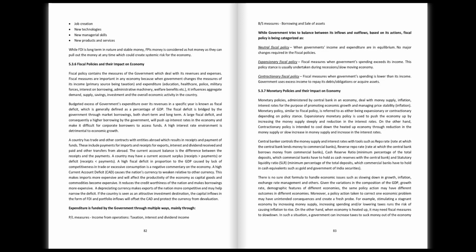While the government tries to balance between its inflows and outflows, fiscal policy is categorized based on its actions. Neutral fiscal policy is when the government's income and expenditure are in equilibrium. No major changes are required in the fiscal policies. Expansionary fiscal policy refers to fiscal measures when government spending exceeds its income. This policy stance is usually undertaken during recessions or a slow-moving economy. Contractionary fiscal policy refers to fiscal measures when government spending is lower than its income. The government uses the excess income to repay its debts and obligations or acquire assets.